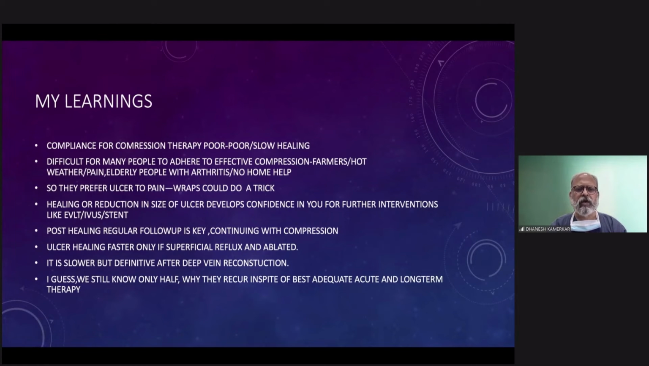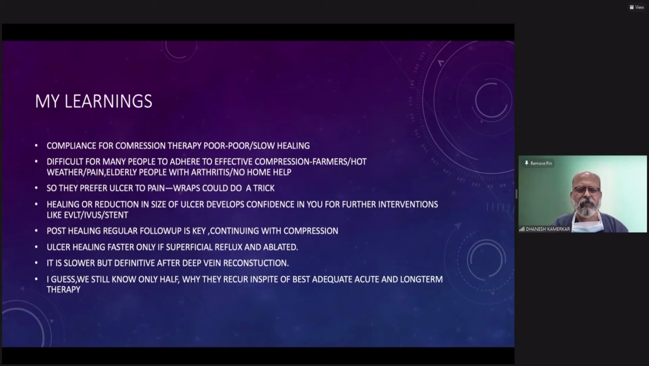Post-healing, regular follow-up is the key, continuing with compression therapy with stockings once the ulcers are healed. Ulcer healing is faster only if superficial reflux is ablated, but if it's a deep system intervention like deep iliac vein stenting, it seems to be slower but definitive. So it is very important to know that ulcer healing is faster if it is only a superficial reflux which is ablated. But if it's a deep vein reconstruction, it does take a longer time, but it's definitely progressive and definitely heals.